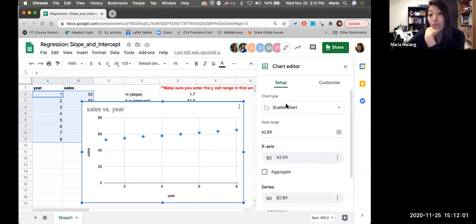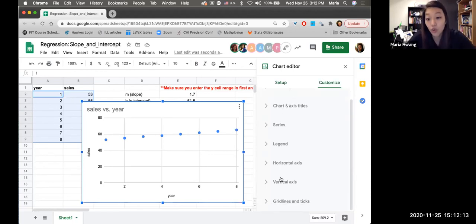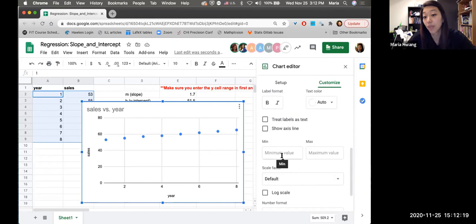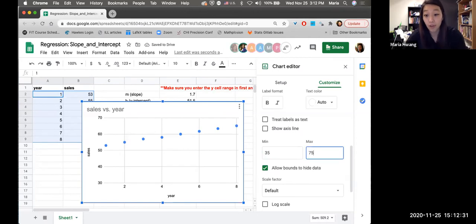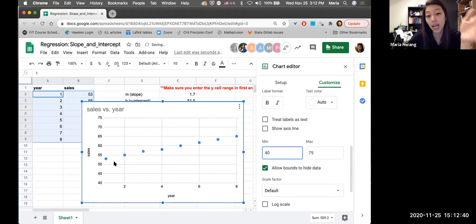So usually this little editor is gonna pop up on the right side. There's a setup part and a customize part. So go ahead and click on the customize, and then click on the vertical axis. What's nice is that you can decide what your minimum and maximum value would look like. I don't want so much of this to be here, so maybe I say the minimum value is 35 and the maximum value is like 75 because I know that I don't need this much room, right? You can even make this 40 to see how it changes. Now it's in the middle and aesthetically, it's maybe more pleasing.